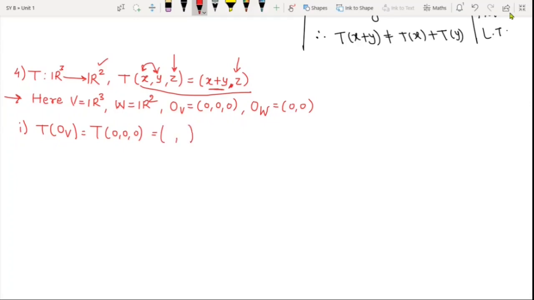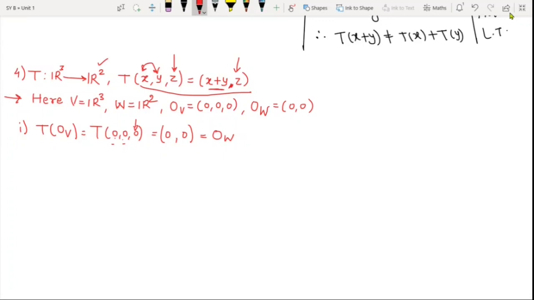Here there will be addition of the first two coordinates, but my first two coordinates are 0, so that addition will be 0, and my second coordinate will be this last coordinate as it is, that is 0. So you can see that this is 0 of W. So first condition is satisfied. So we cannot say that T is a linear transformation here. We have to check the second and third condition, but instead we are going to use that one condition only.